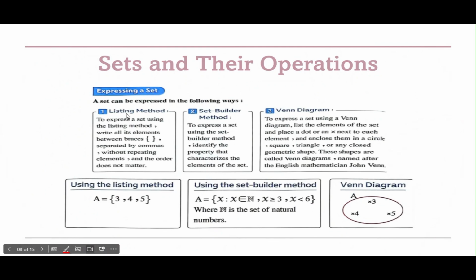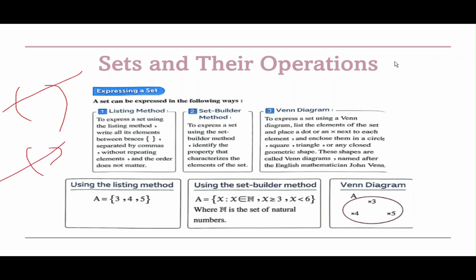Now, expressing a set. Listing method. To express a set using the listing method, write all elements between braces. You shouldn't type brackets. You should not type lists. It should be normal S, reverse S, reverse S, normal S. Like what? We got A equals, here a variable can be potato, it can be tomato, anything, equals, and we open these braces. 3, 4, 5, any number you want, anything.